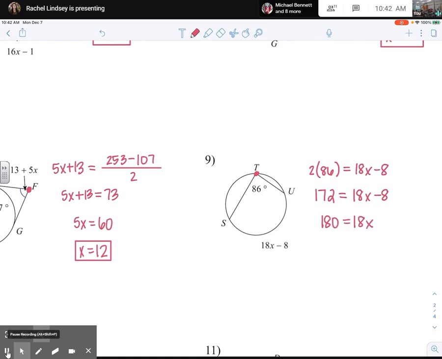So 180 equals 18x. Divide by 18. And what's your answer? 10.